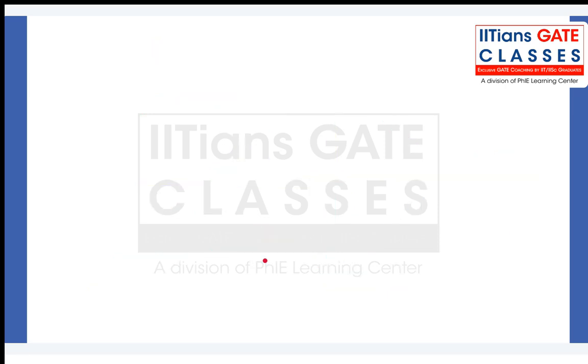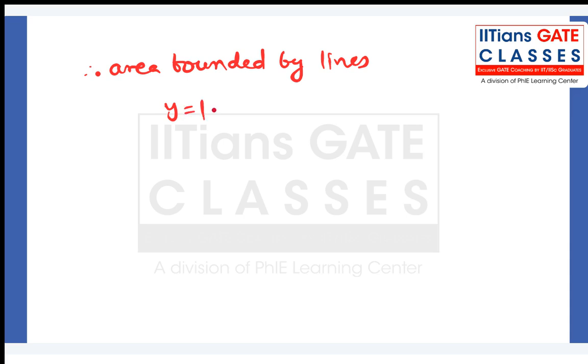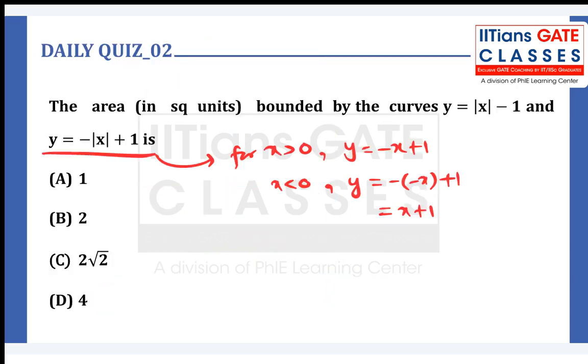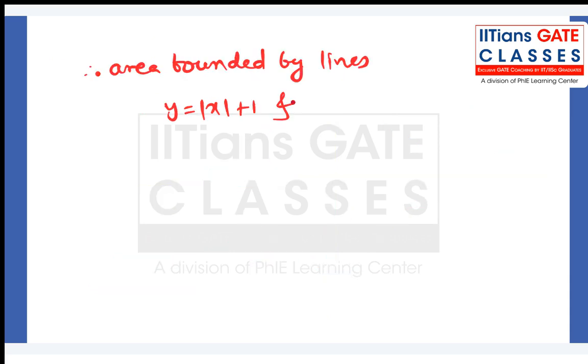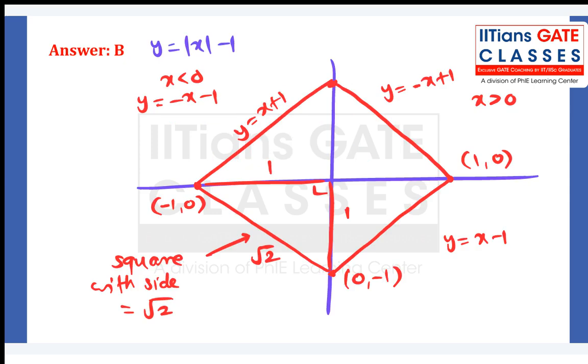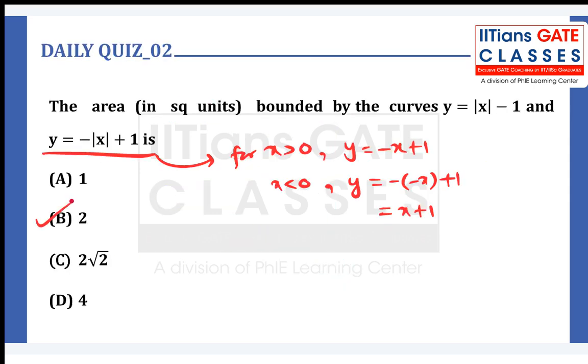Therefore the area bounded by the lines y equal to mod x plus 1, y equal to mod x minus 1, y equal to minus mod x plus 1, and y equal to minus mod x minus 1 is nothing but equal to the square of the side. Because it's a square, the area is side square, so that is just 2. And that is option number B. That is the correct answer.